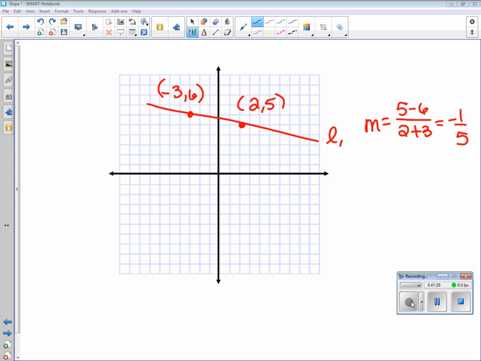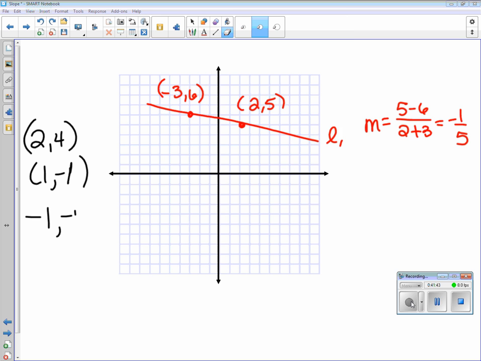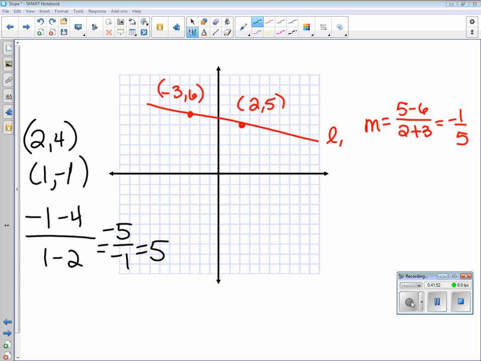Kendall. 2, 4, and 1 what? 1, negative 4? Negative 1. All right, so we have negative 1 minus 4, and then 1 minus 2. So negative 5 over negative 1, positive 5. Yes, we got it. These 2 points would determine a line that would be perpendicular.